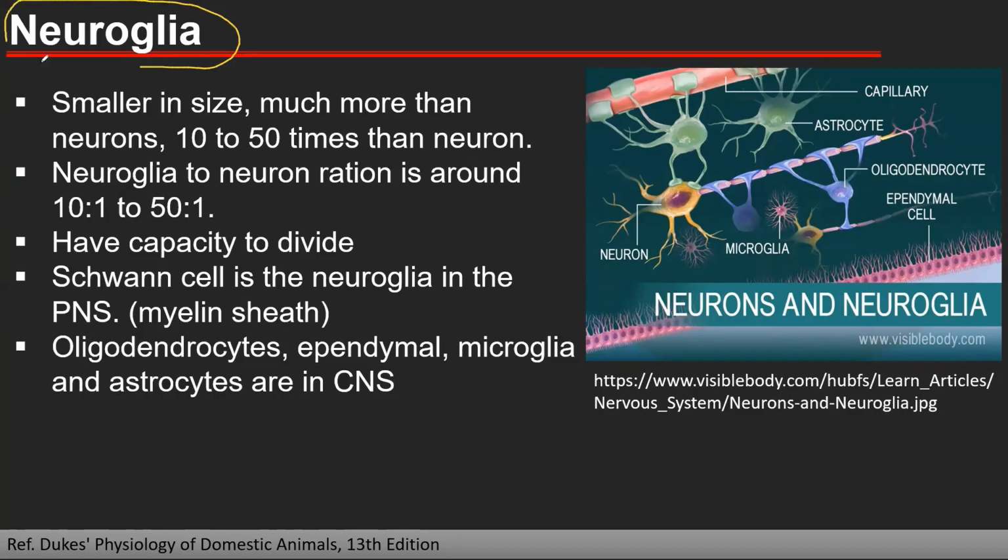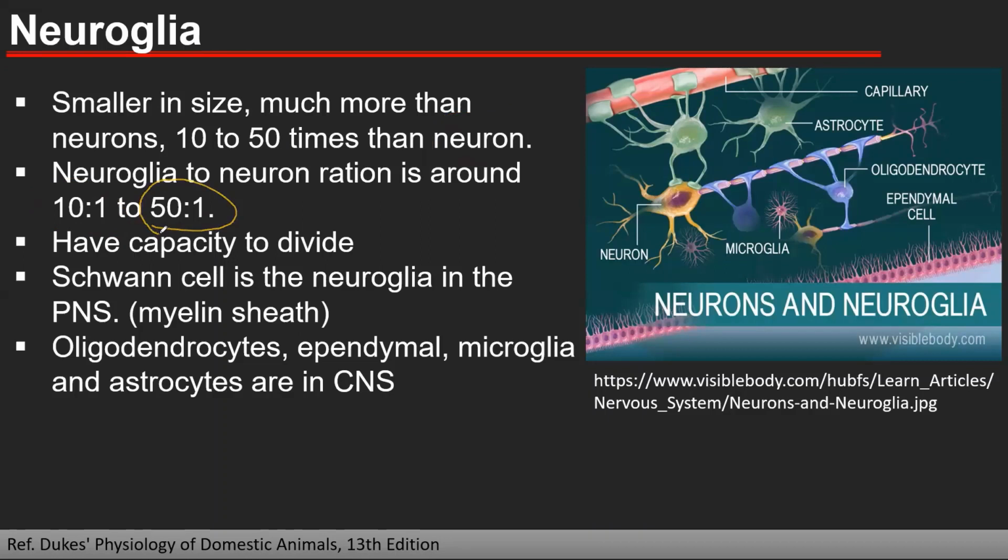Neuroglia is the important cell of the nervous system that provides the support or functional environment for the neuron. It supports the neuron for proper functioning. So neuroglia play a very important role in the functioning of the neuron. They are smaller in size and you can find them in huge numbers in the nervous system, almost 10 to 50 times more than neurons. The ratio of neuron to neuroglia is around 10 to 1 to 50 to 1.